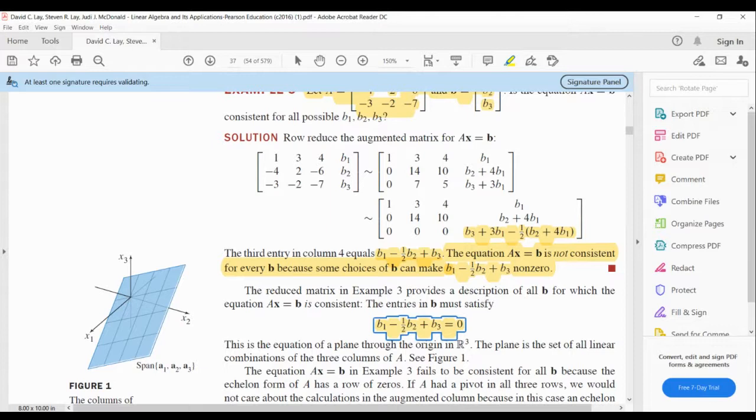So really, what section 1.4 does is make the connection between a matrix equation, a vector equation, and a system of equations. And that's what 1.4 is about. Okay, are there any questions on that?